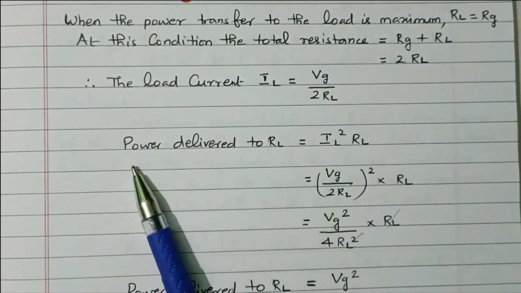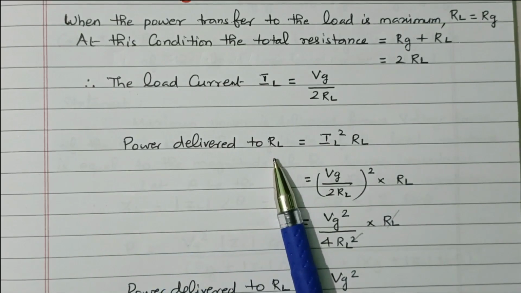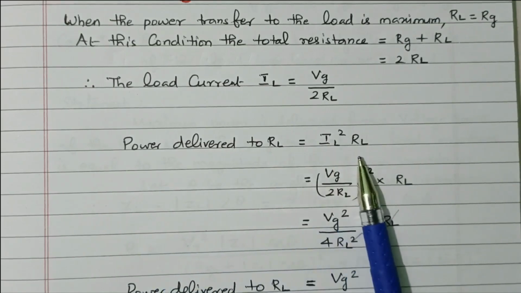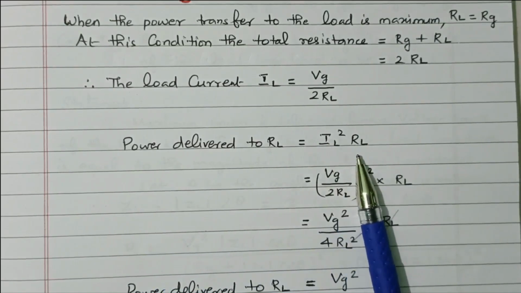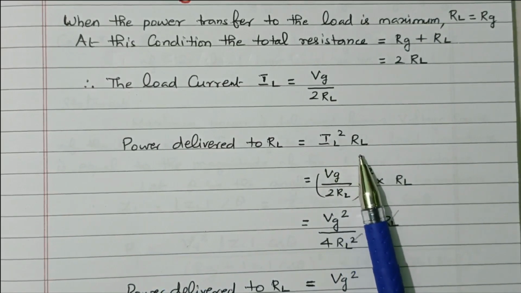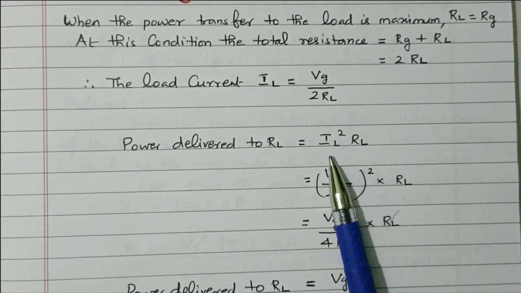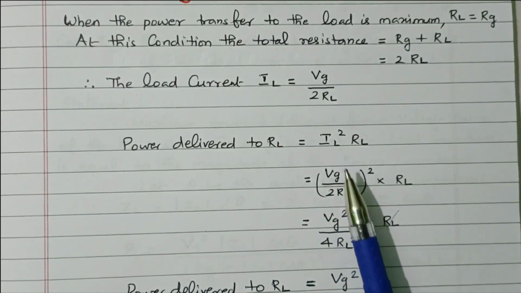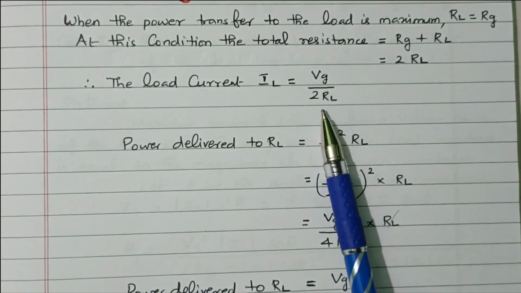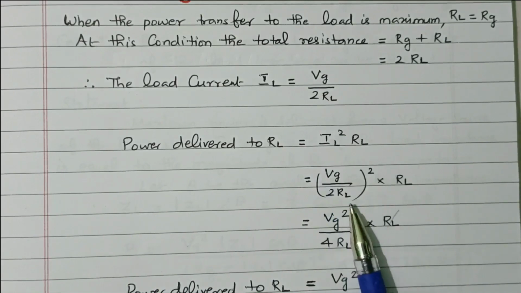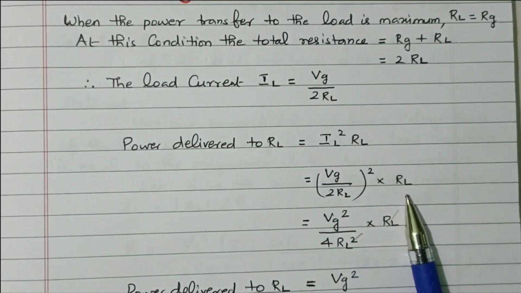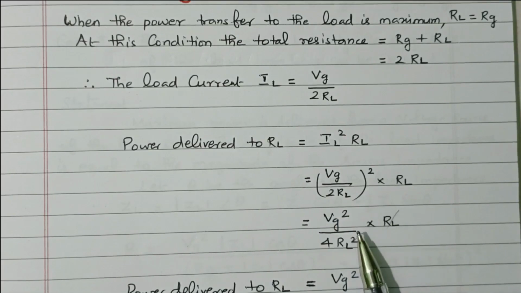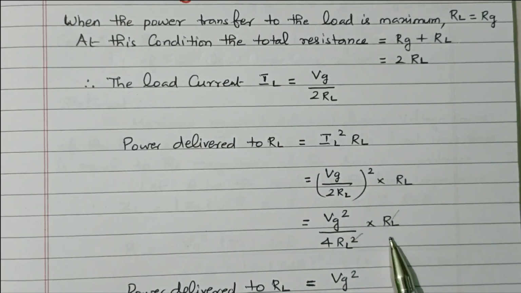From that we can find the power delivered to the RL. There are three formulas available: V into I, I square R, and V square by R. In that we are using I square R, so IL square into RL. IL was already calculated as Vg by 2RL, so it is Vg by 2RL, squared, into RL. While squaring, it is Vg square divided by 4RL square, into RL.